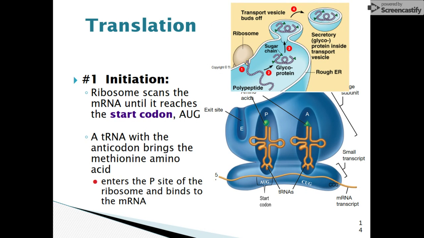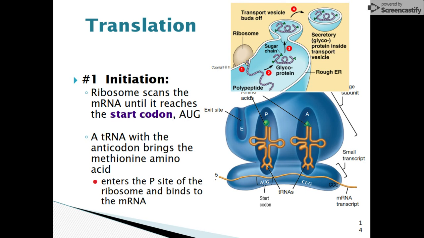So these are the steps of translation. We get mRNA. It's going to leave the nucleus and enter the cytoplasm. Specifically here, we are at the rough endoplasmic reticulum. This protein synthesis is going to happen at the ribosomes.